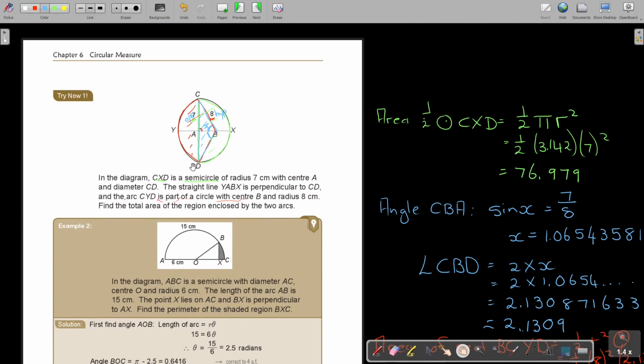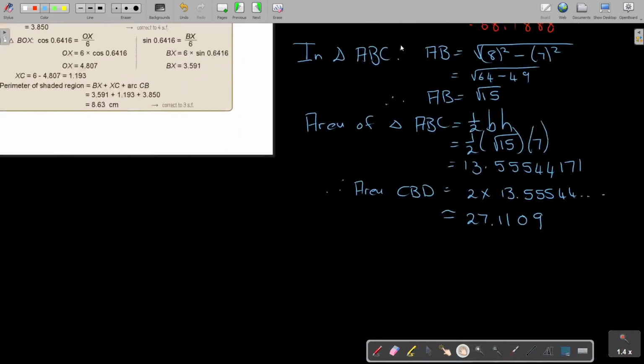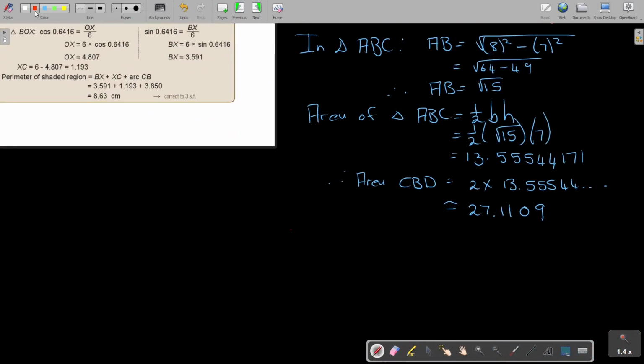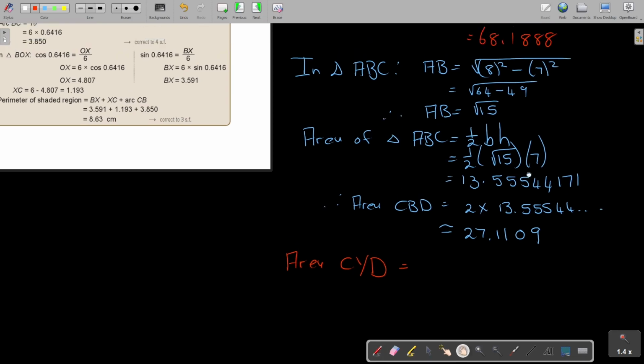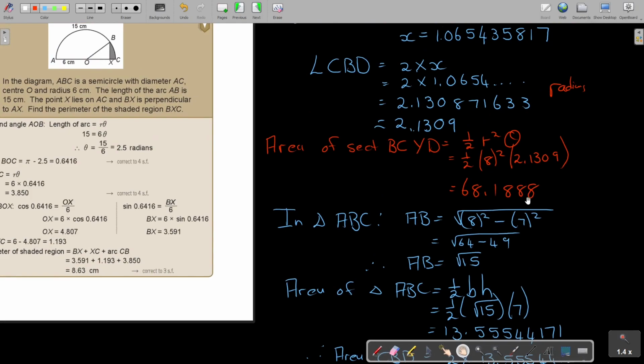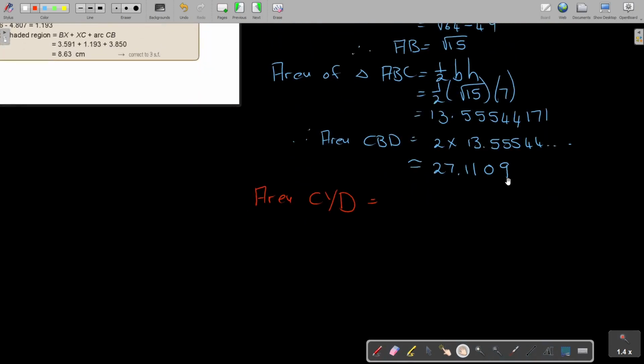CAD. So basically it's that whole sector. I just want to show you. It's that sector and I subtract the triangle just to get that red part. Are you with me? It's actually not difficult, but quite a long sum. So area of CAD, it's going to be that, do you see there, minus this one there. Okay, and I'm just writing it now. So it's 68.1888 minus 27.1109, and that's 41.0779.